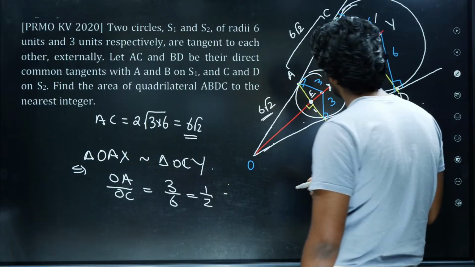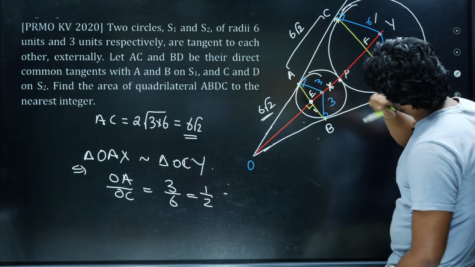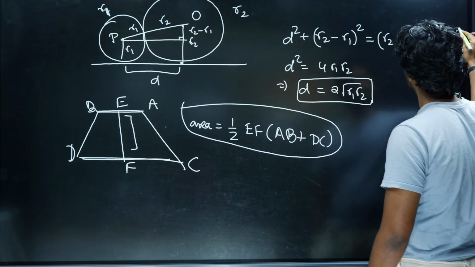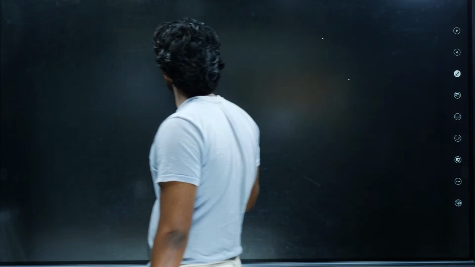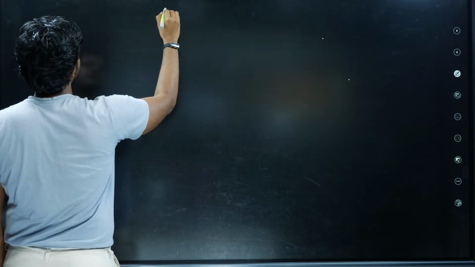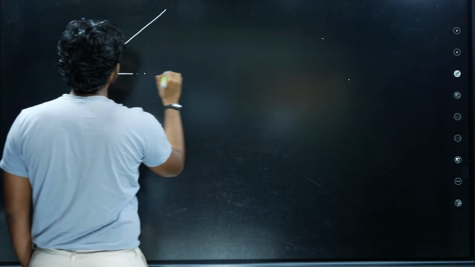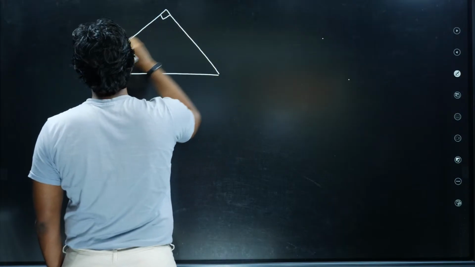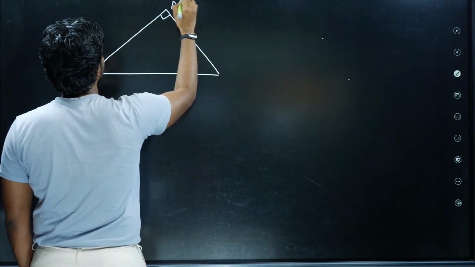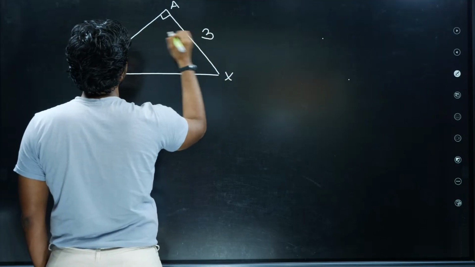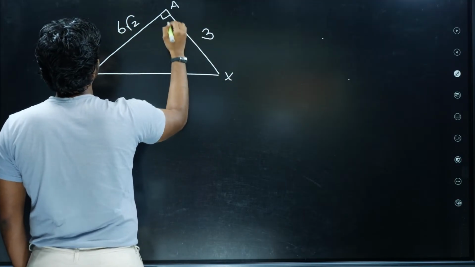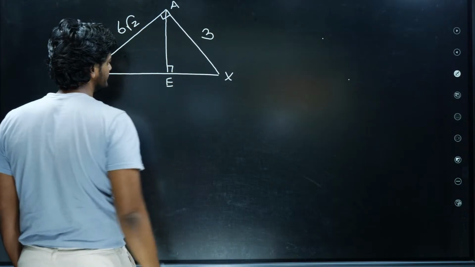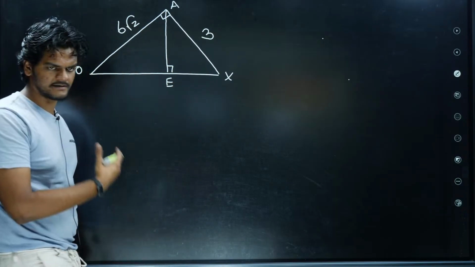I gave enough time. Now, look at this triangle OAX. Let's have a look at the triangle OAX. That is a right angle triangle because tangent and radius are perpendicular to each other. So this is OA and X. This is 3. This is 6 root 2. And if I draw a perpendicular, this is point E. This is the diagram.